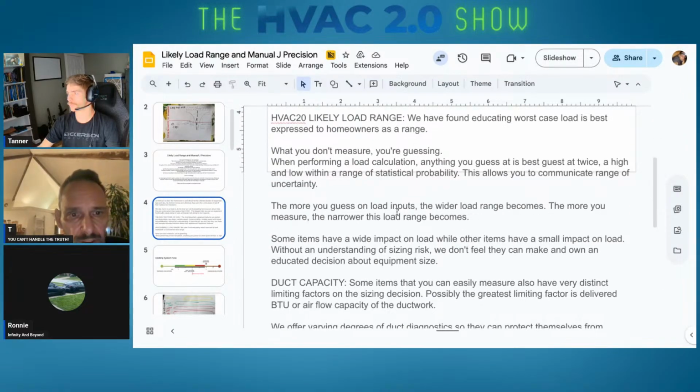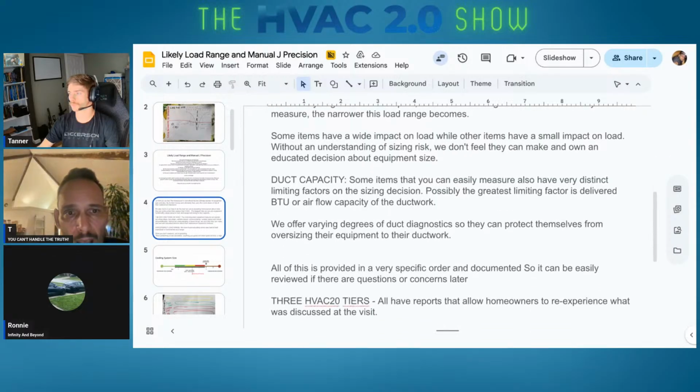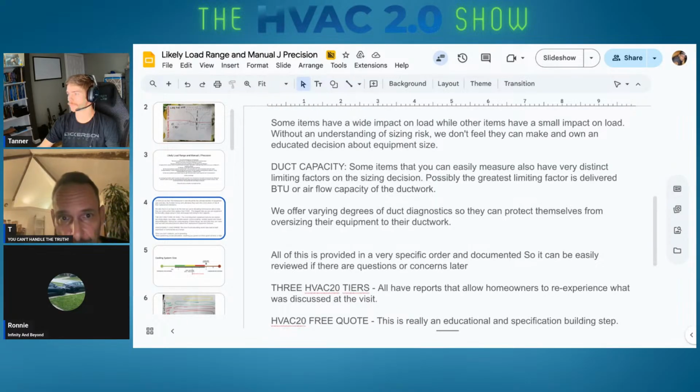The more you guess on load inputs, the wider the range becomes. The more you measure, the narrower this load range becomes. Some items have a wide impact on load, like leakage, while other items have a small impact on load, like fenestration, for an example. Windows tend to be between 5 and 15% of the building shell enclosure. So a window that has an R value of 1 versus a window that has an R value of 3 is not going to make a huge difference on load.